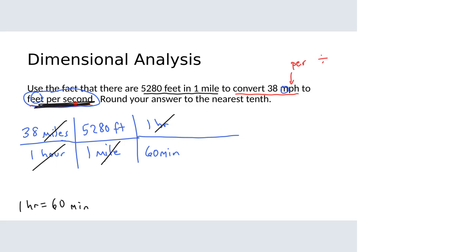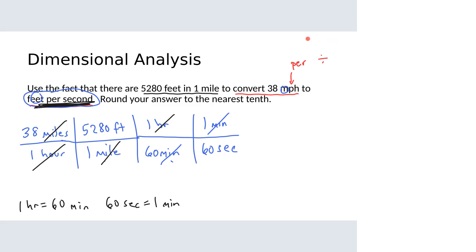I need one more, and I know that there are 60 seconds in 1 minute. And so that's what's going to go on my scaffolding next. And I'm going to put, let's see, I have minutes on the bottom. I want those to cancel. So I'm going to put my 1 minute on the top and my 60 seconds on the bottom. The minutes are going to cancel. And now the units that I have left at this point are feet per second. Hey, that's what I was trying to get to. So now I'm done with my unit fractions.